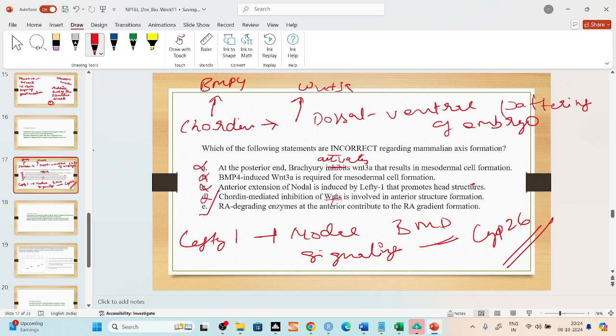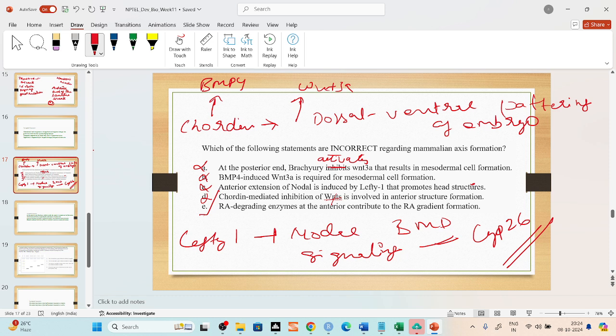So from this we can say that the first four statements are incorrect ones. The last one is correct. I am just repeating it again. The first statement says at the posterior end, BMP4 inhibits Wnt3a that results in mesodermal cell formation. So no, it does not inhibit Wnt3a, it actually activates it. Then BMP4 induced Wnt3a is required for mesodermal cell formation. So although BMP and Wnt3a both are required for mesodermal cell formation, they work individually, parallelly. There is no intersection between the two pathways.